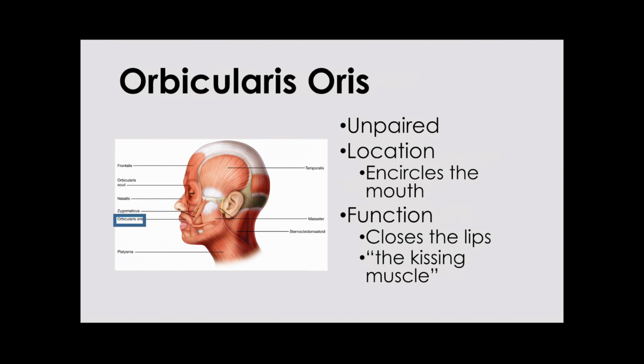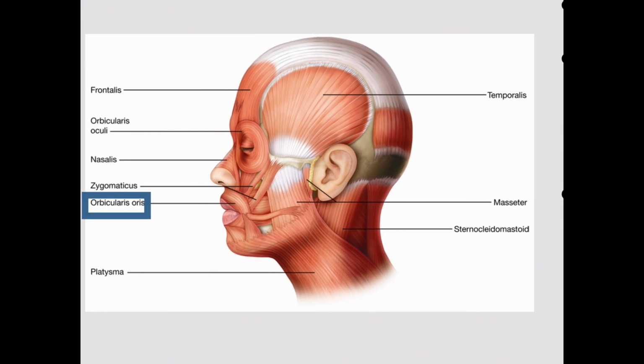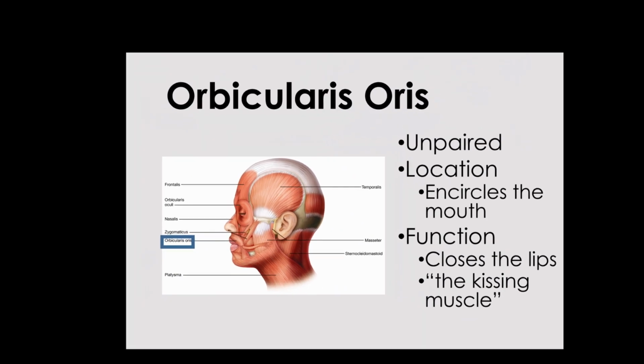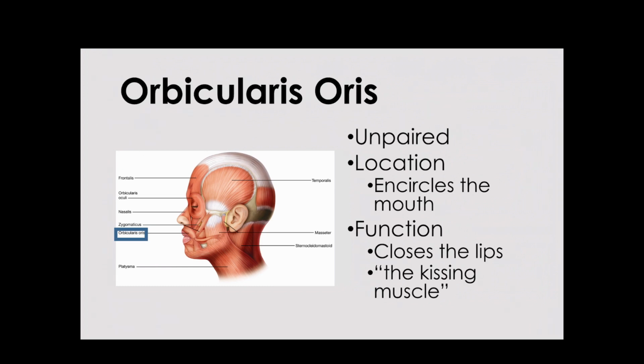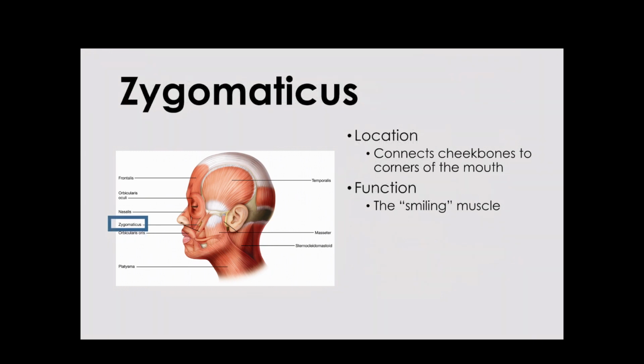Your orbicularis oris. This is the one that, like I said, is unpaired. This is what's going to be around your mouth. And this helps you to close your lips, kind of pucker. It's called the kissing muscle. So you can see right here, orbicularis oris. There is another, different muscle that helps you smile. This one is just the one that's around your mouth. They call it the kissing muscle because that's the best way you can describe it.